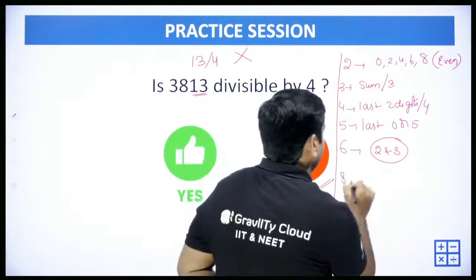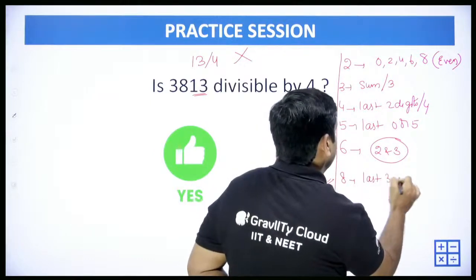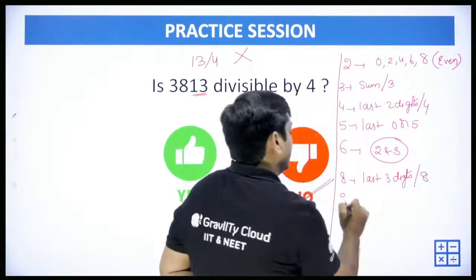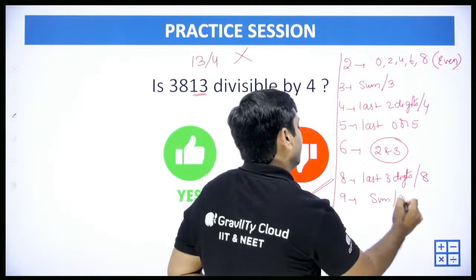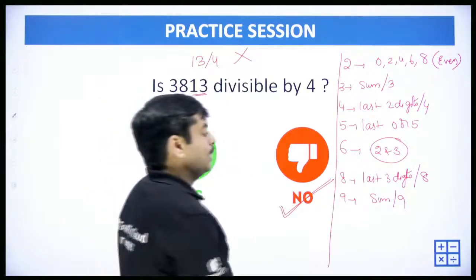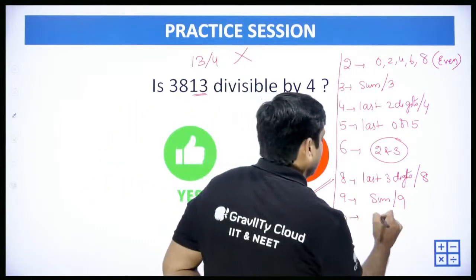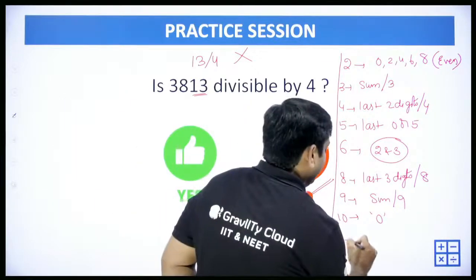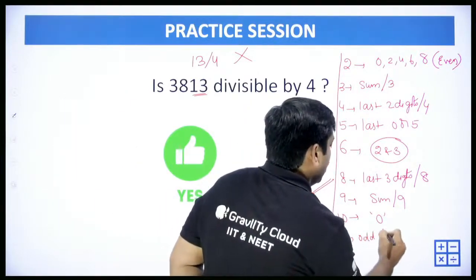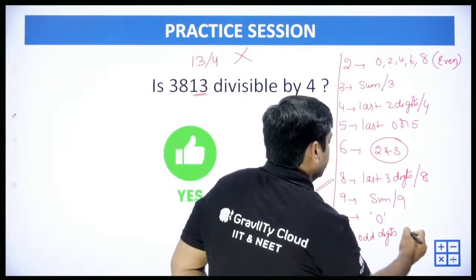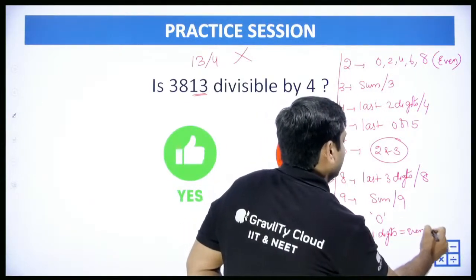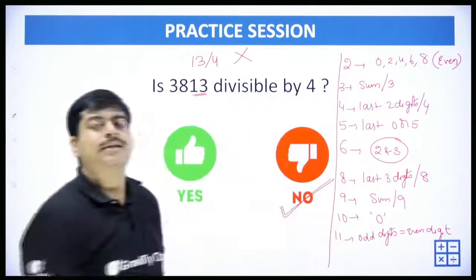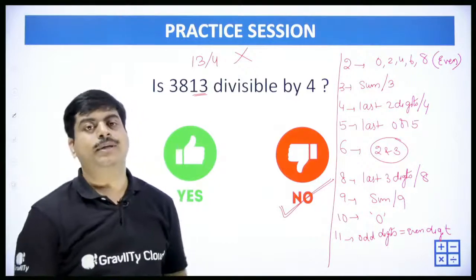For 8, the last 3 digits should be divisible by 8. For 9, the sum of the digits should be divisible by 9. And for 10, the last digit should be 0, a 0 in the units place. And for the number 11, the sum of the digits in odd places should be equal to the sum of the digits in even places.